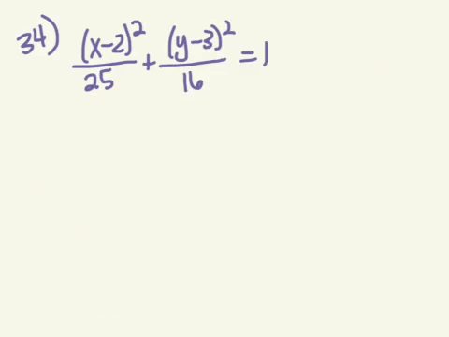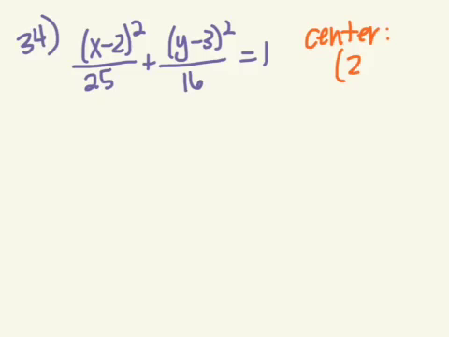For number 34, you're told that you have an ellipse and you're given its standard form, and you're asked to find the center, vertices, length of the major and minor axes, and then the foci. So your best bet, I think, is to sketch this. It's pretty easy to pick out the center from what you're given, but the other things are pretty difficult to imagine without a graph.